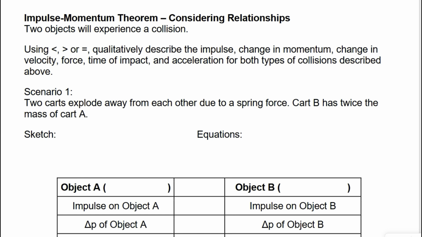Cart B has twice the mass of cart A. So I'm going to go ahead and make a little sketch, my excellent artistic skills here, of cart B and cart A. We'll call this one A and we'll call this one B. And we know that they are moving away from one another. I'm also going to identify the positive direction as being towards the right so that we can make some considerations.